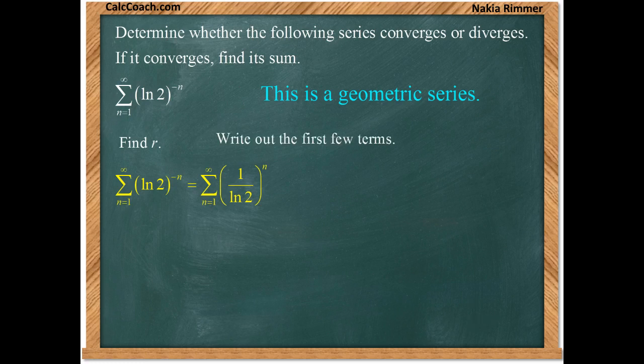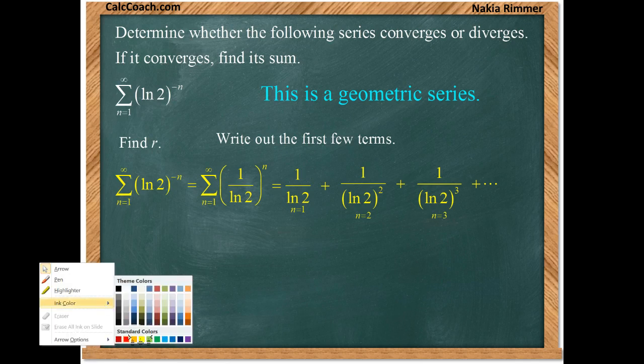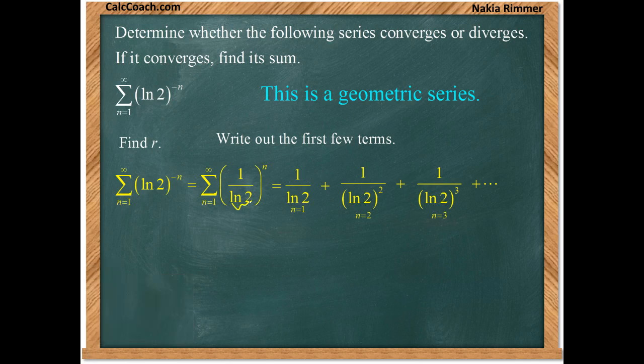So the first term is when n is 1, and that'll be just 1 over log 2. And then we'll have 1 over log 2 the whole thing squared, and 1 over log 2 the whole thing cubed. And so, yes, exactly what you would think. We have 1 over log 2 as the ratio. Multiply by 1 over log 2 each time to get the next term.